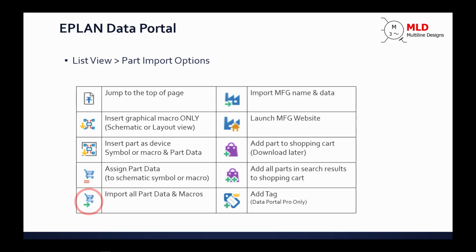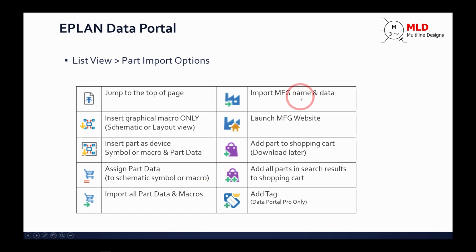Now, if you're downloading more than one part, many users will use the shopping cart. That allows you to select multiple items and save them to a virtual shopping cart, which you can then later download all the parts in your shopping cart in one operation.